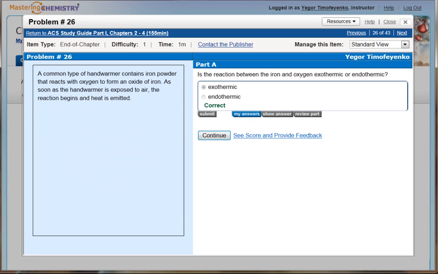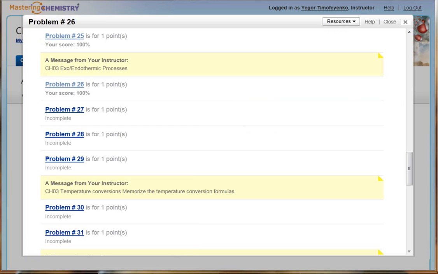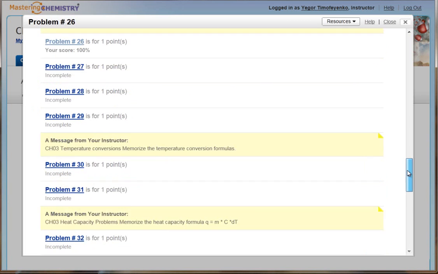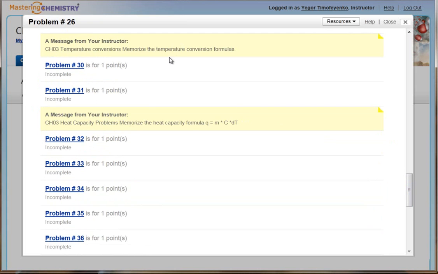So that summarizes this section. What we just looked at was Chapter 3, exo and endothermic processes. We solved this problem, and all of them should be pretty much the same. The next part is you need to know the conversion formulas. So make sure to memorize your conversion formulas between Celsius and Fahrenheit and solve these problems right here. It's just plug and chug. The hardest part is memorizing the formula.